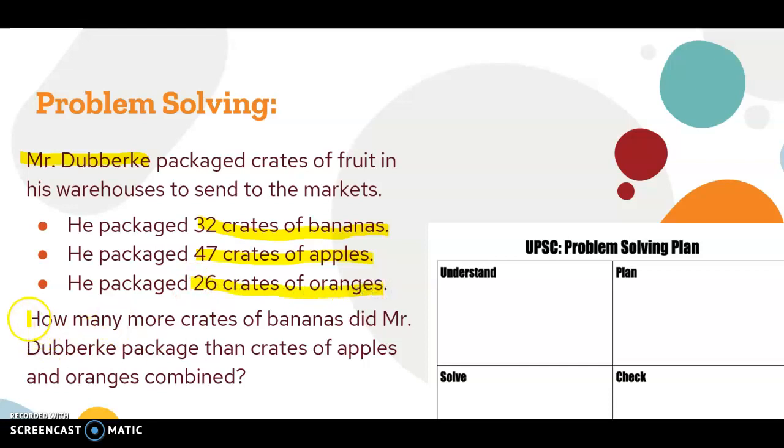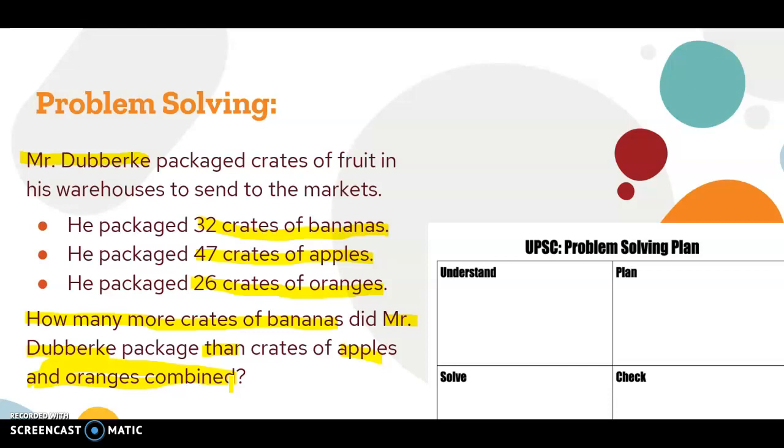So our question is asking, how many more crates of bananas did Mr. DeBerkey package than crates of apples and oranges combined? Ding ding ding, you should hear a lot of action going on right now. I hear some action of how many more. So how many more than is telling me that, hey, I'm comparing something.